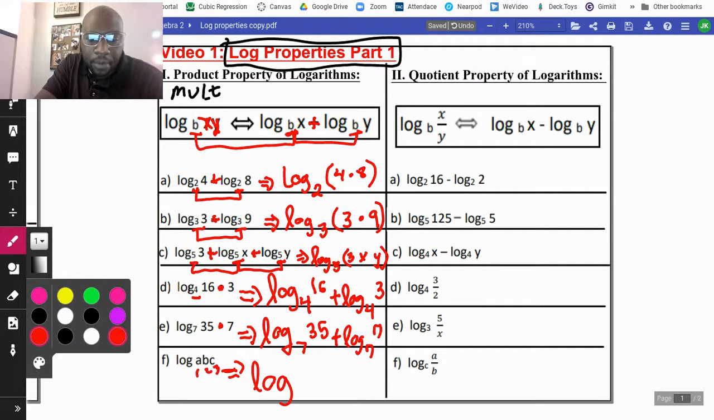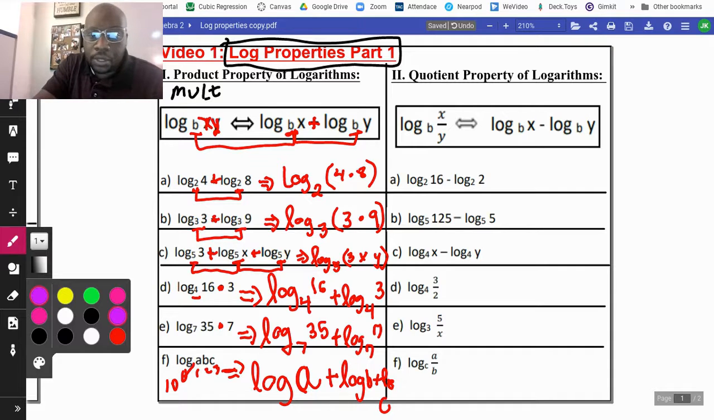Notice there is no number there. Well, every time you don't have a number, it's actually a 10. There's a 10 right here. Log base 10. But you don't have to write it, unless a question wants you to. So you say log A plus log B plus log C. I ran out of space, but you get the point. So that was pretty much the product property of logarithms.